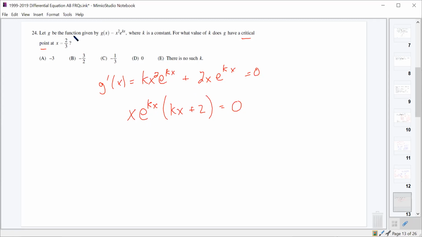Well, we're talking about when x is 2/3, so that'll be 2/3 e to the 2/3 k times 2/3 k plus 2. And 2/3 is never 0, and e to any power is never 0. So none of this first part will be 0. The only thing that could equal 0 is this. That should be a k. I don't know why I wrote an x there, but that should be a k. So 2/3 k plus 2 needs to equal 0.